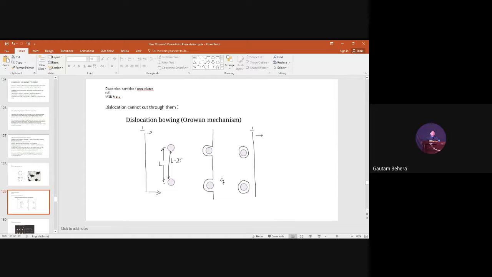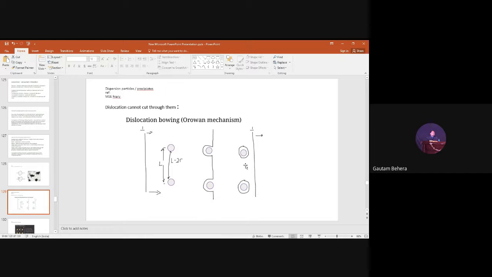Suppose you assume that the second dislocation also has passed away. So another loop will form. The distance between the two precipitates will decrease even more, right? So the third dislocation cannot move. If the stress is very high and the dislocation cannot move, finally what will happen? The result will be fracture of the material. You understand now? Yes, sir.